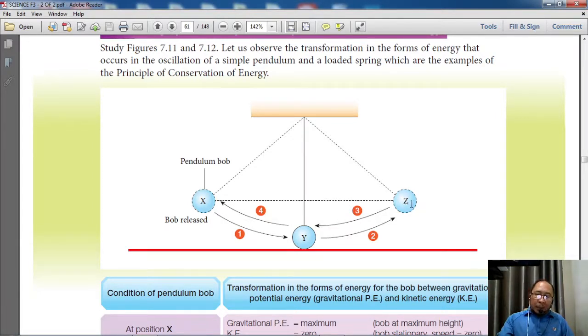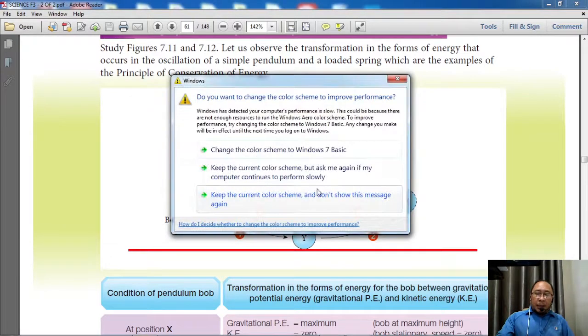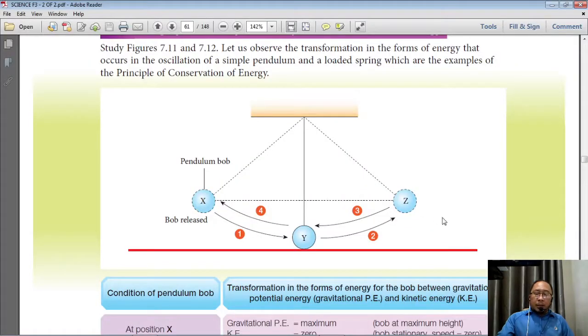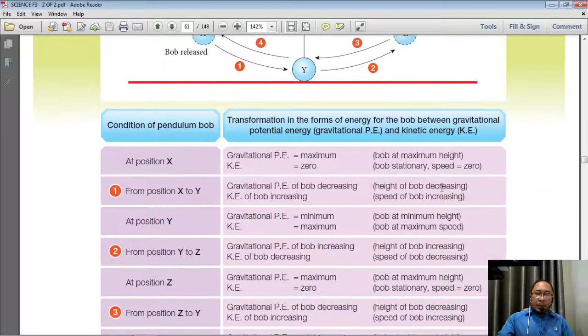So from when we release the pendulum bob, it will move. The movement of this pendulum bob is exactly the transformation of potential energy into kinetic energy. Based on the position and the situation of this pendulum bob, we can explain the transformation, or the principle of conservation of energy. Okay, so this is the explanation.